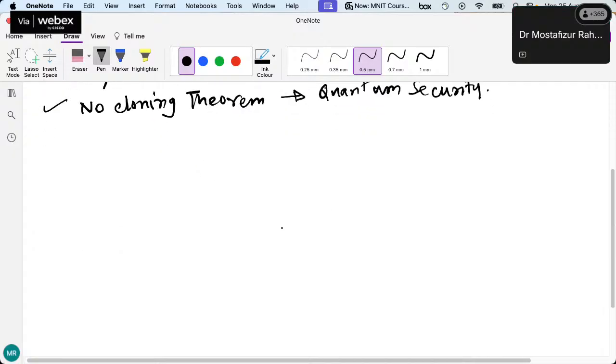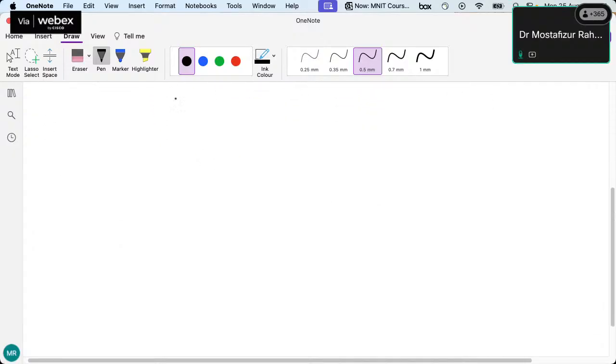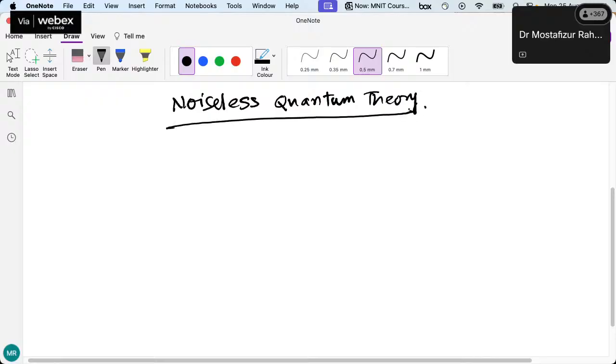So we are dividing today's lecture into two parts. One is the noiseless quantum theory. Noiseless quantum theory, and after that we'll slowly go towards the noisy quantum theory in the second part, and we'll be defining various mathematical representations for understanding the noisy quantum system. Specifically, we'll start with the density matrix approach.